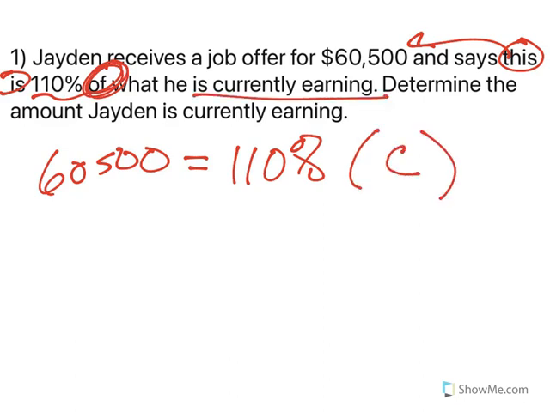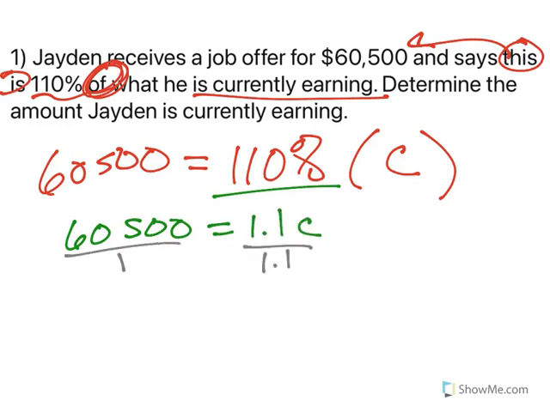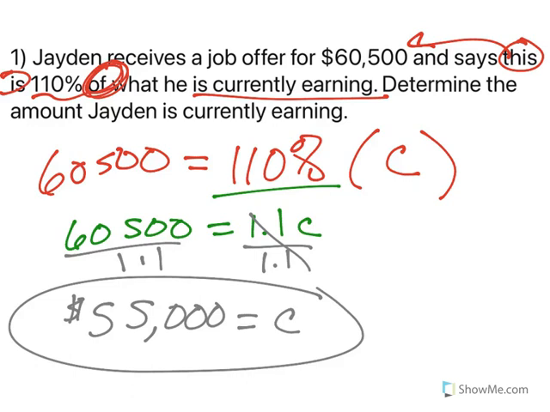Let's call it C. So to find this, I need to change my percent to a decimal. So 60,500 equals 1.1 C. To get C by itself, I divide both sides by 1.1, and our current amount is 55,000. This should make sense. If Jaden is offered 110% of the current earnings, well, 110% means more. So if this 60,500 is more than the current earnings, then the current earnings should be less than that, right? Make sure it makes sense logically when you finish.